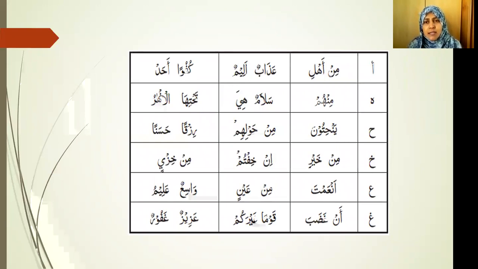Min ahli. The next one is the ba tanween. So the ba is followed by a double vowel. The ba has a double vowel above it, and it's followed by an alif, which means it's a throat letter. So I have to say adabun alimun. Adabun alimun would be incorrect. I hope that makes sense.